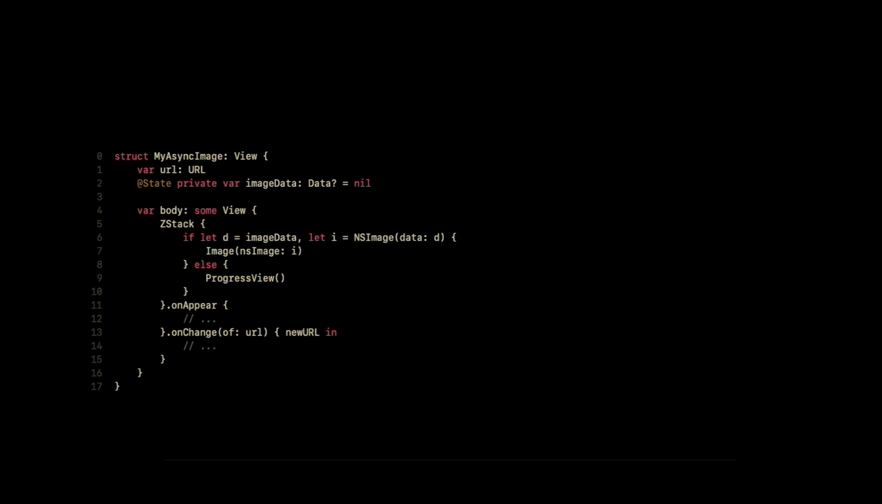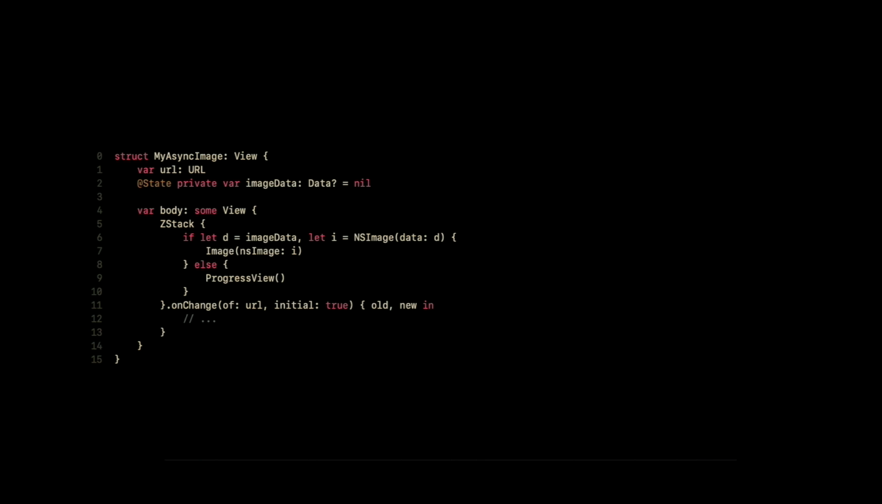In fact, this is so popular that people have been writing extensions that combine the two, so onAppear or onChange(of:). And in fact, even Apple saw this, and as of iOS 17, we can write onChange(of:initial:), and that will basically combine both of these two calls at once. Unfortunately, it's iOS 17 only and macOS 14, but you can easily write this yourself.